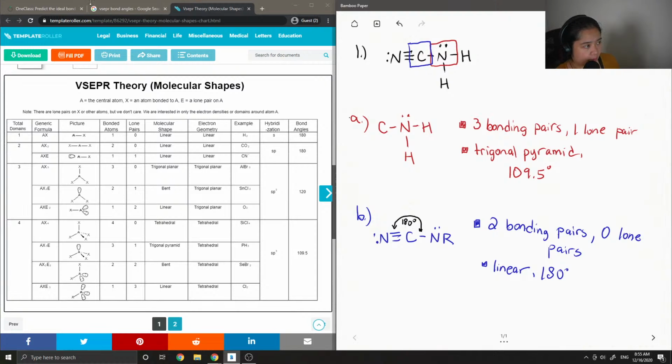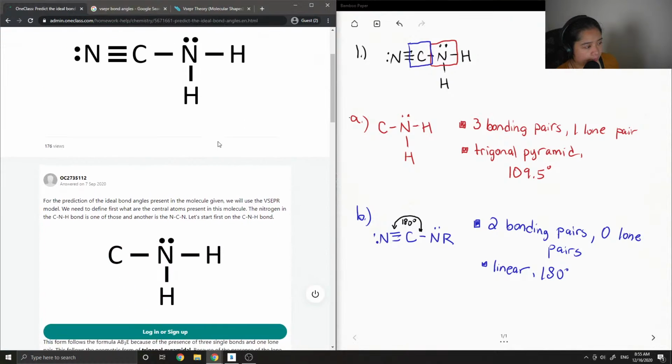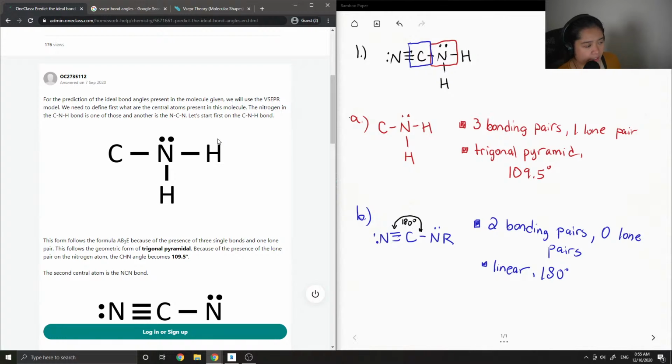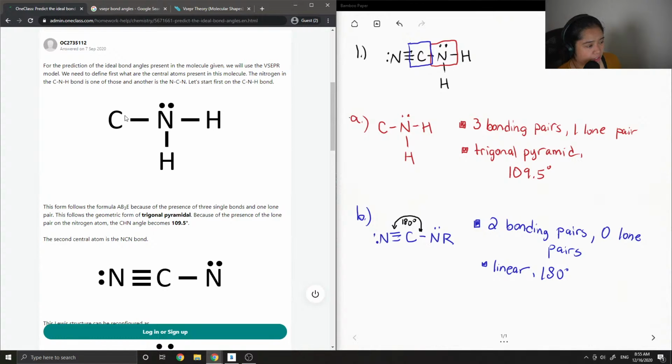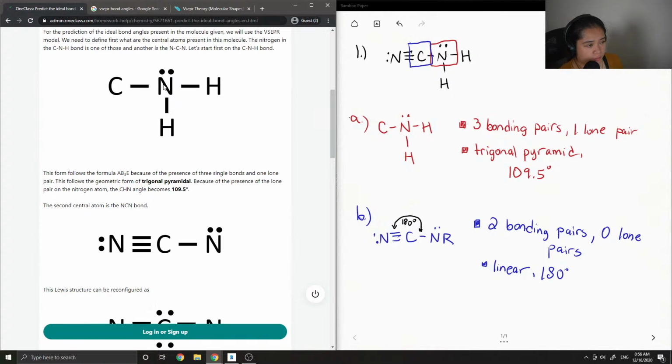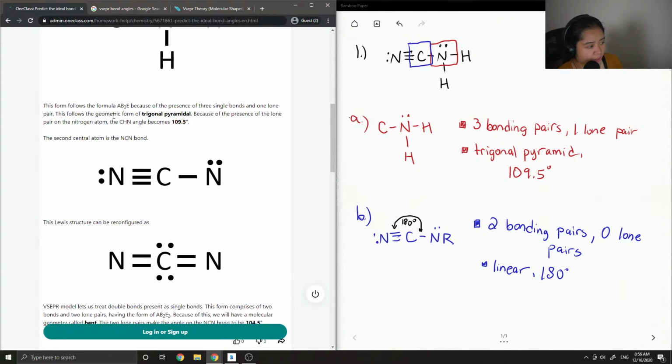Okay, so let's see what the junior tutor said. For the prediction of the ideal bond angles present in the molecule given, we will use the VSEPR model. We need to define first what are the central atoms present in this molecule. The nitrogen in the carbon-nitrogen-hydrogen bond is one of those, and another is the nitrogen-carbon-nitrogen. Let's start first on the carbon-nitrogen-hydrogen bond. This follows the AB3E form because of the presence of 3 single bonds and 1 lone pair.